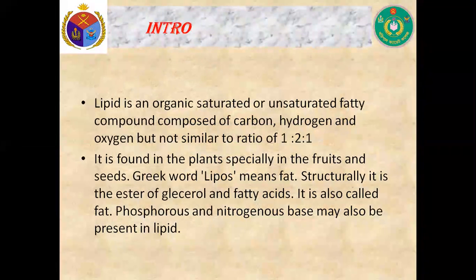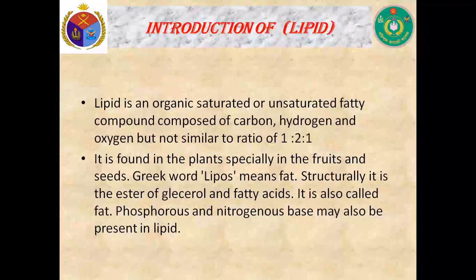Now, my dear guests, what is lipid? Lipid is an organic saturated or unsaturated fatty compound composed of carbon, hydrogen, and oxygen, but not in the same ratio of 1:2:1. It is found in plants, especially in the fruits and seeds. The Greek word lipos means fats.